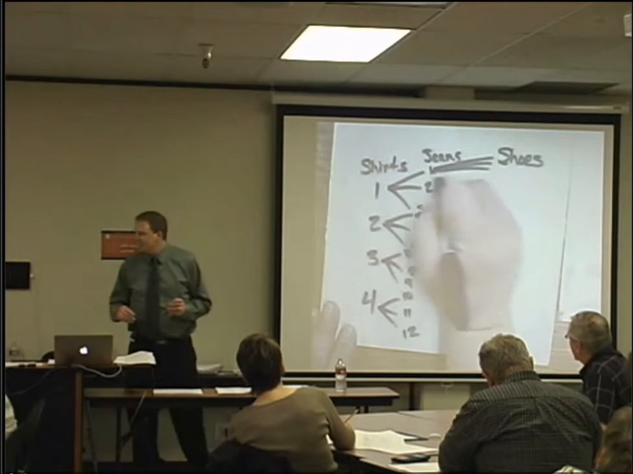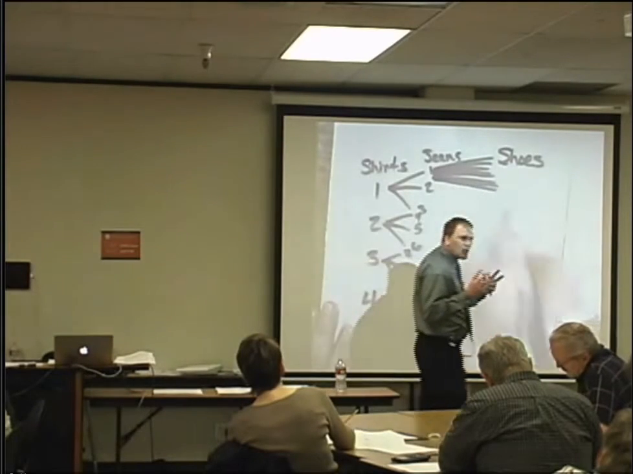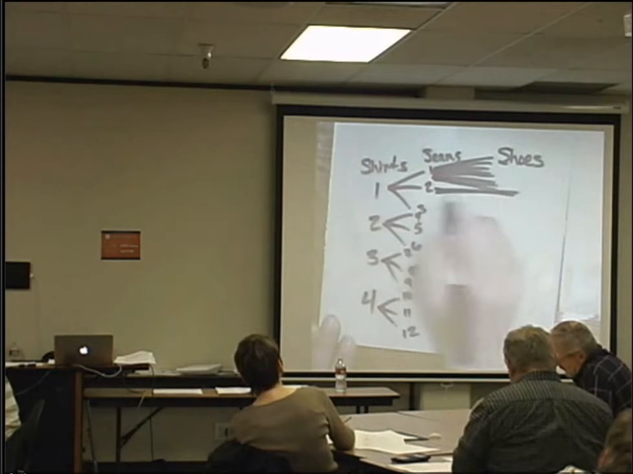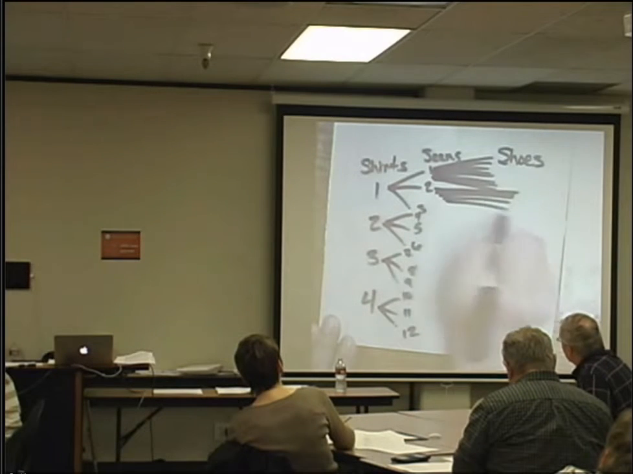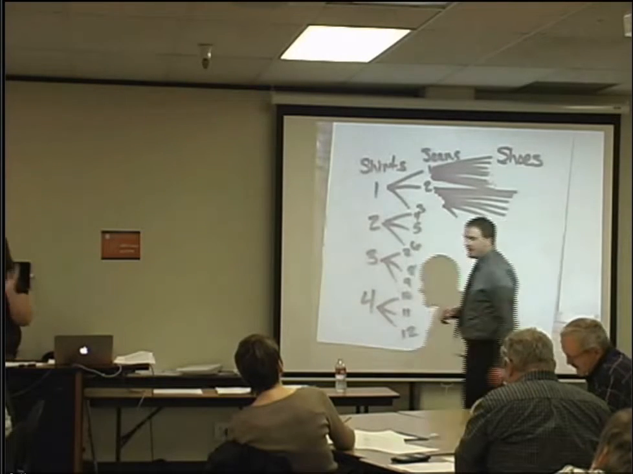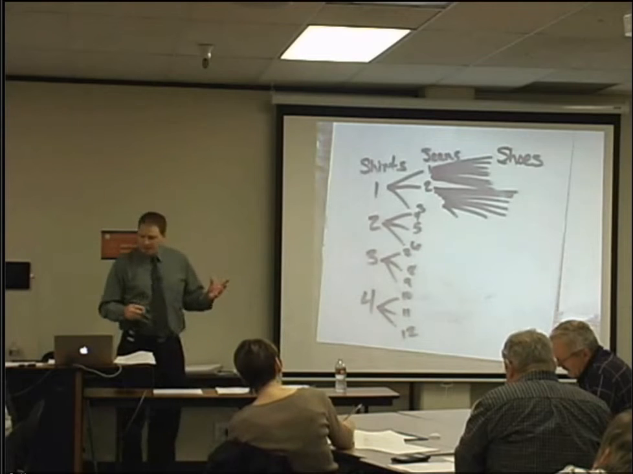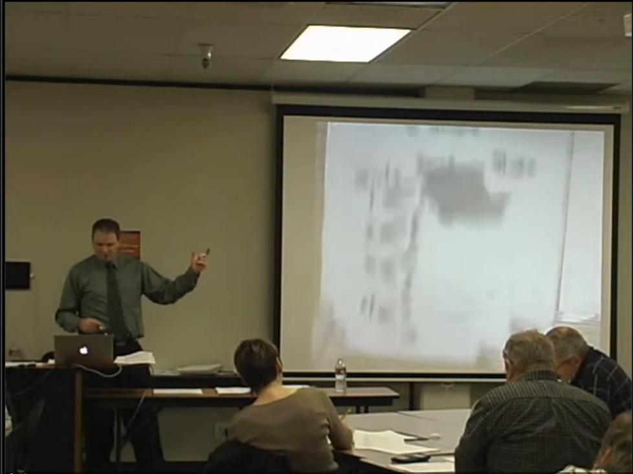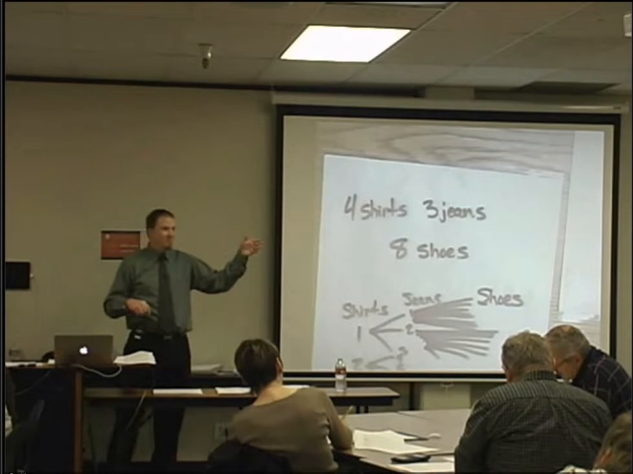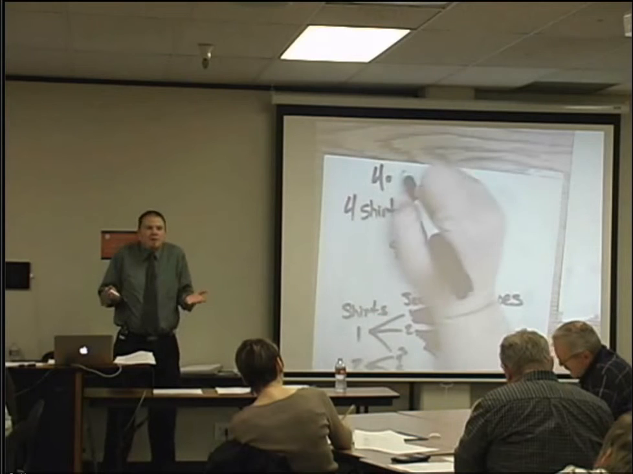Can anybody see a simple way that we can figure out these kind of problems? What is that simple way? Multiplication, right? So when we're looking for the total number of options available, and we have 4 of one thing, 3 of another, and 8 of another, we'll take 4 times 3 times 8. Problem solved.